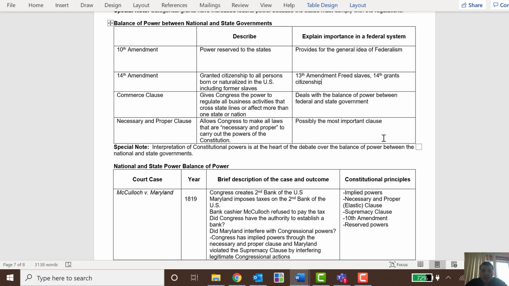And then the necessary and proper clause, before we wrap things up. Congress has the power to make all laws that are necessary and proper to carry out the powers of the Constitution. This is the most important clause. I said possibly originally, but I'm telling you now, this is the one that you need to know. Also known as the elastic clause.